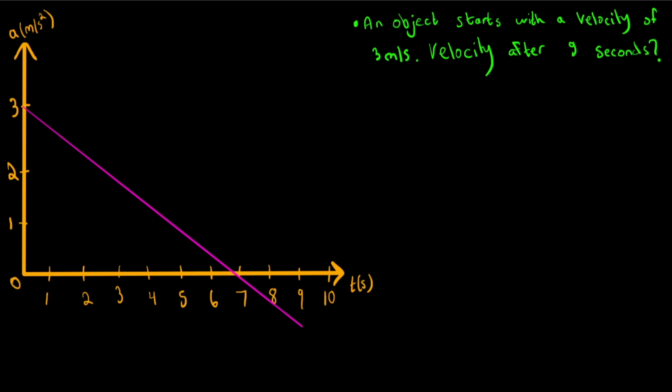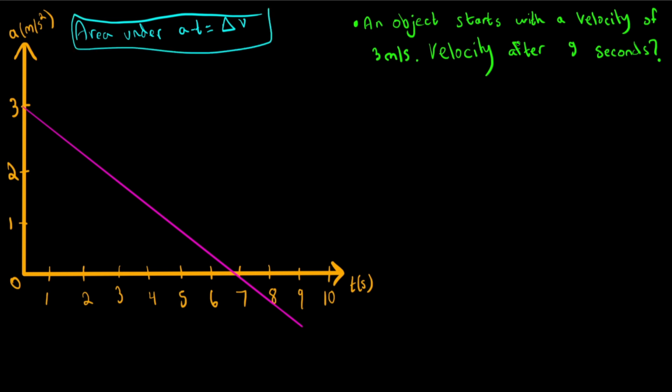For this next question, we have an acceleration time graph, and as you know, the area under an acceleration time graph gives you delta v. So this is the rule. To solve this question, it says an object starts with a velocity of 3 meters per second, and it wants to know the velocity after 9 seconds. So it wants to know the change in velocity, that's delta v, and to calculate delta v, we need to find the area under the graph.